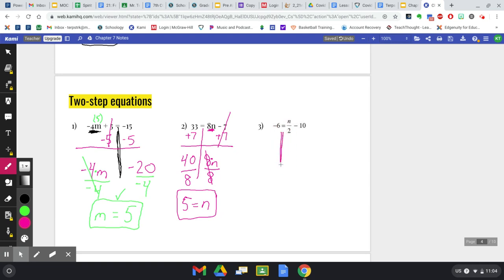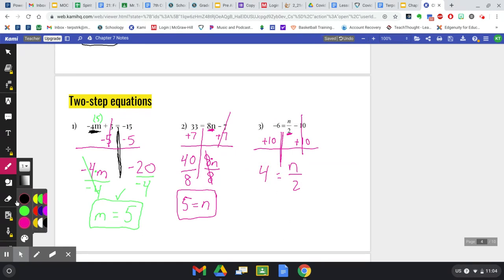And number 3, here's my variable term. It's a number divided by 2 minus 10. So first thing I want to do is inverse this number, which I do through addition. So negative 10 and positive 10 cancel. I get n divided by 2 equals negative 6 plus 10, which is 4.